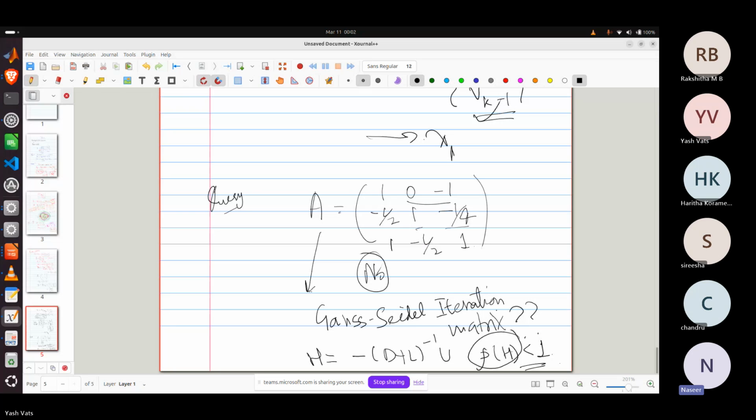Now one doubt here: the other option was diagonally dominant. If it is diagonally dominant, should we still find this H, or as soon as it is diagonally dominant, is there no need to find it? If it is not diagonally dominant, then you should find H and rho of H.